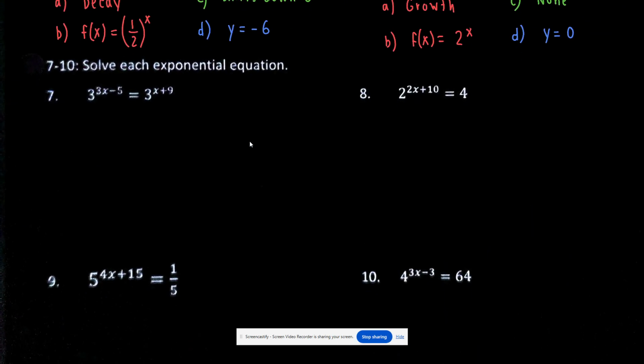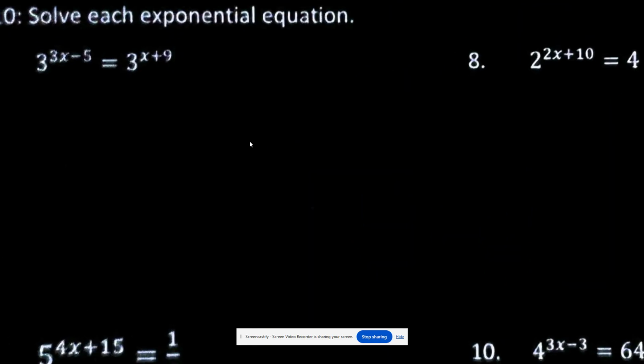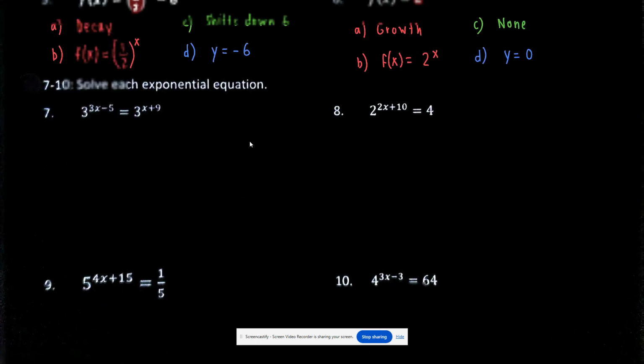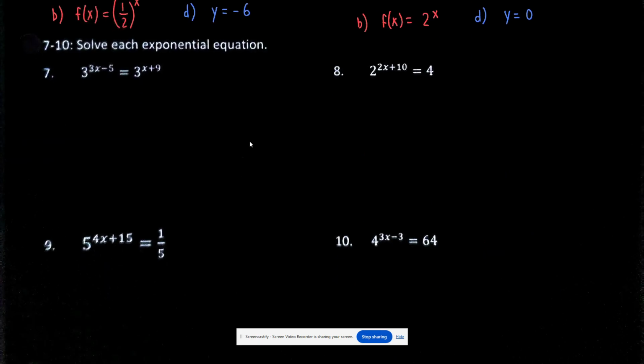On number 7 through 10, we are solving exponential equations. This is exactly what we did on Tuesday and Wednesday, so we're following the same rules. Let's start with number 7. Again, I'm going to give you 1-to-1 on these. There are 4 on this review and 4 on the test. The one that looks like number 7 will be very similar. Same for 8, 9, and 10.